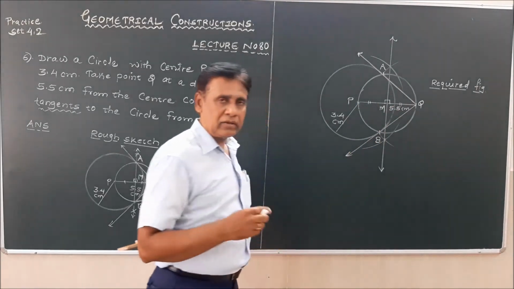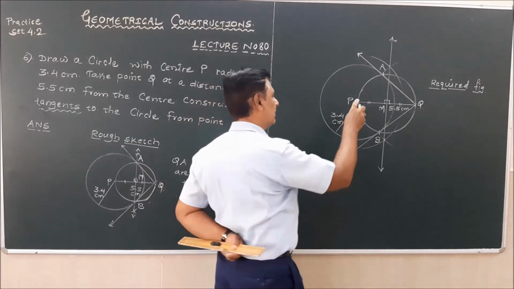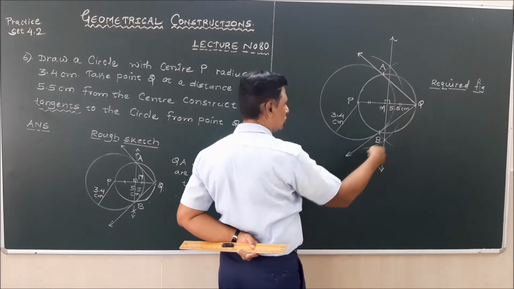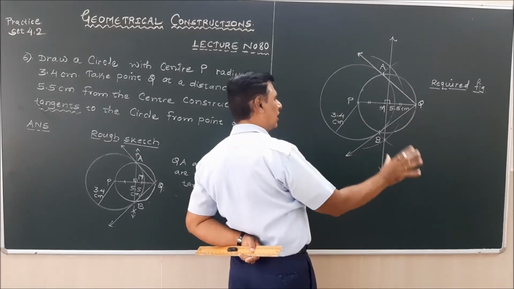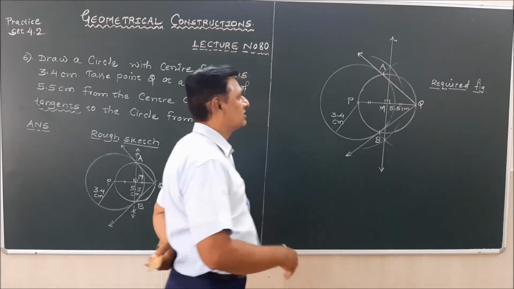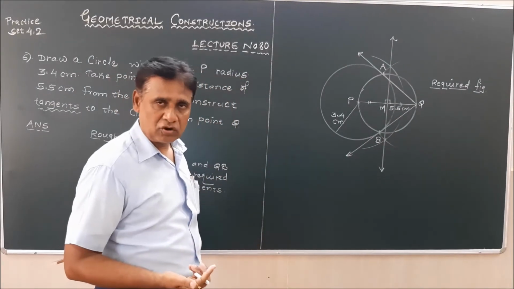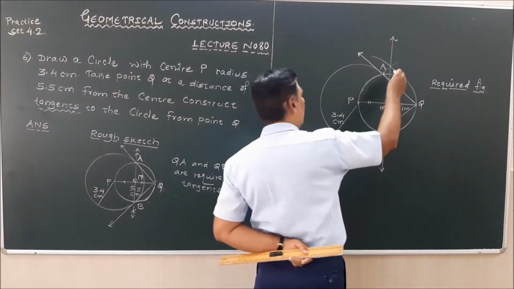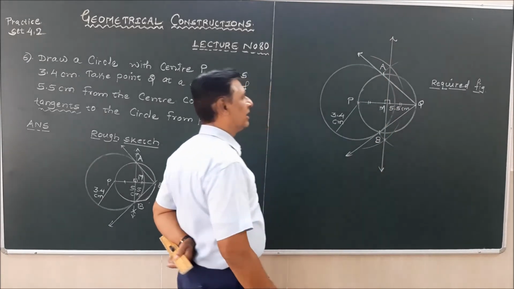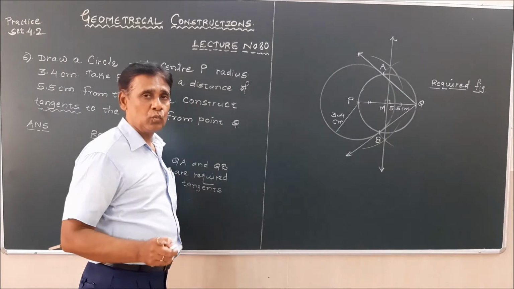For drawing the perpendicular bisector of PQ, I place the compass point on P. Taking a distance more than half, I have drawn 2 arcs. Without changing that distance, I place the compass point on Q and draw 2 arcs intersecting the previously drawn arcs. Then, through the points of intersection of these 2 arcs, I have drawn the perpendicular bisector of PQ.